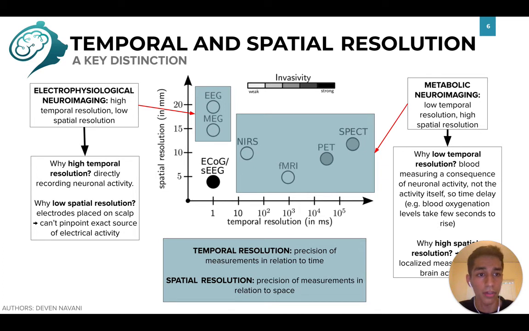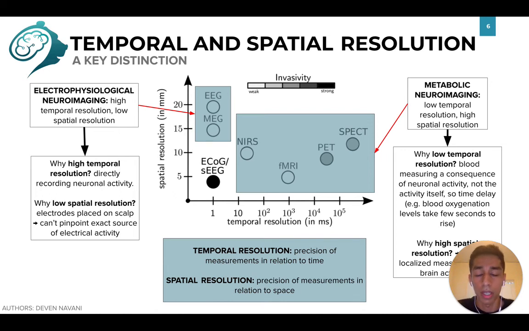On the other hand, with metabolic neuroimaging, we have low temporal resolution but high spatial resolution. Why do we have low temporal resolution? That's because we are measuring an indirect consequence of the neuronal activity, not the activity itself. So there's a time delay. For example, with fMRI, it takes a few seconds for the blood oxygenation levels to rise. There's a significant delay between the brain activity occurring and the blood oxygenation levels rising.